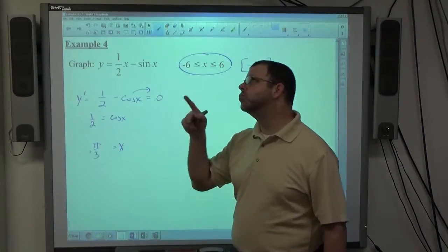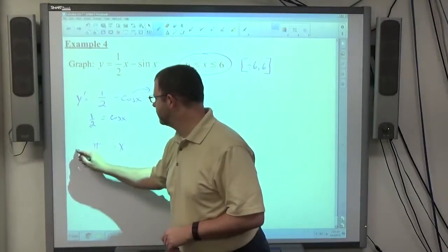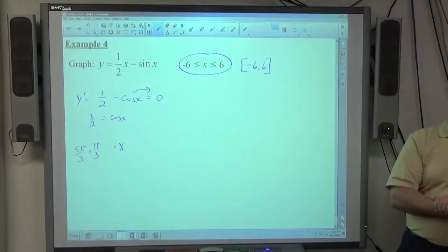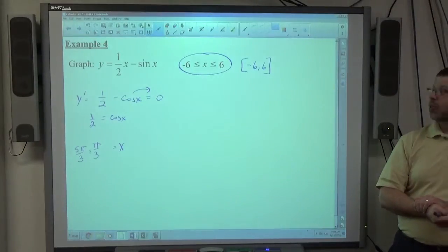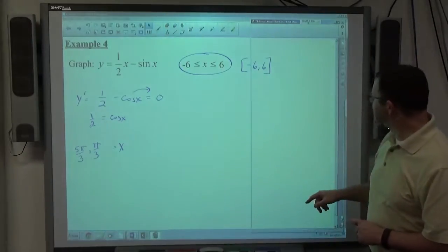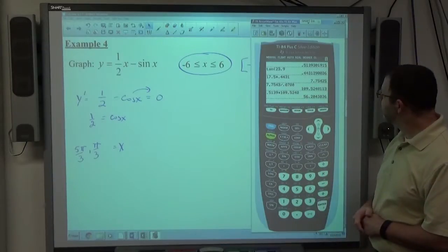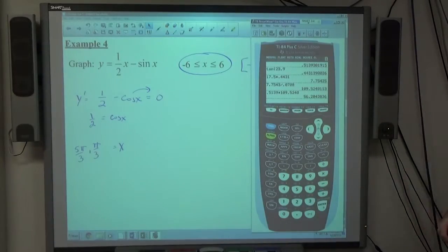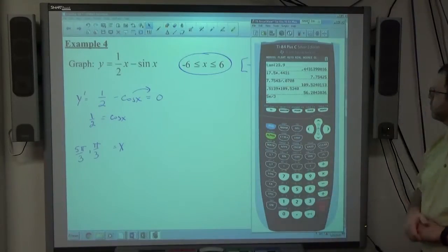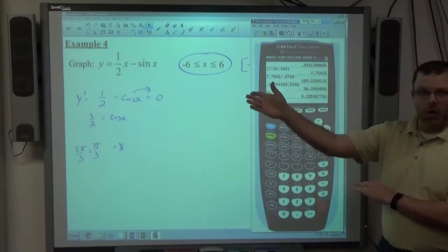and 5 pi over 3. Those are the numbers between 0 and 2 pi, right? 2 pi is 6.28, which is slightly less than 6. I might test 5 pi over 3 just to make sure. Pi over 3, alright, that's less than 6, right? Yep. Alright, those are positive numbers, so we also need to go all the way back to -6.